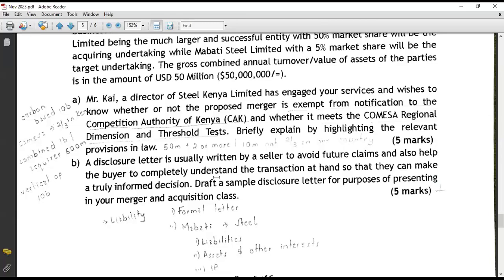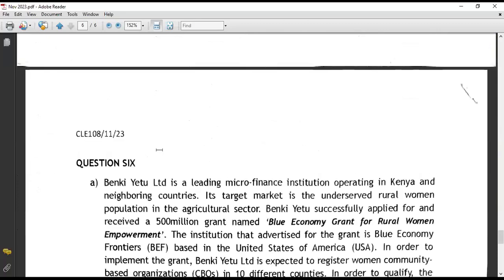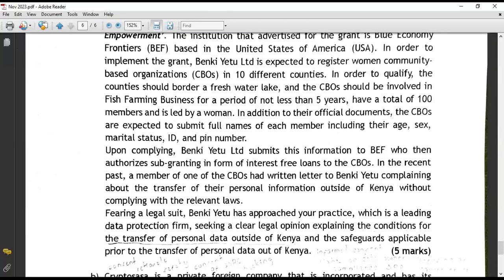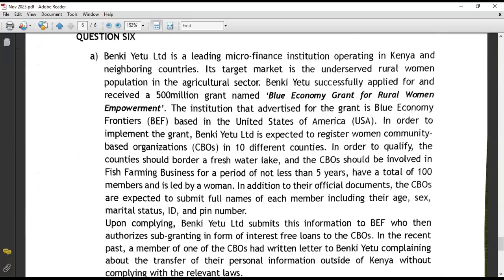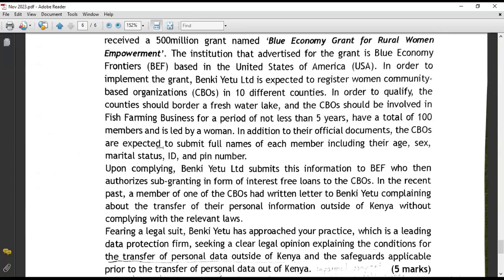So, the process of merger and acquisition, the complete process, and drafting a merger and acquisition agreement. Merger and acquisition, I usually find it not an easy topic. So be prepared well, because it can come even as a compulsory one. Yeah, so we got to one last question of this paper.